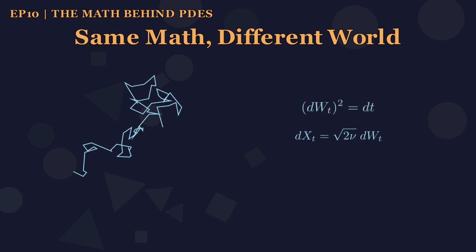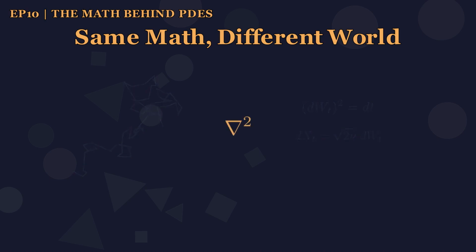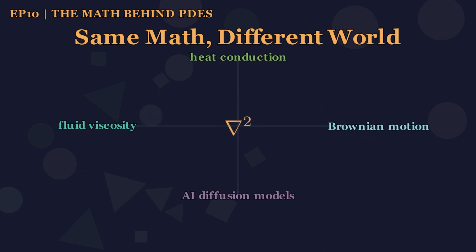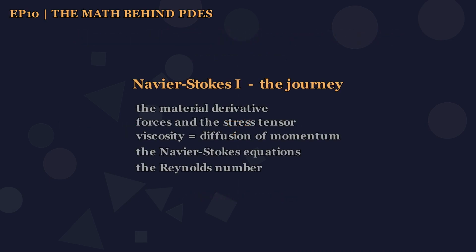The mathematics of that path is Brownian motion, whose defining signature is that the square of its increment equals the time step itself. This is the same Brownian motion that prices options in finance and that generative diffusion models reverse to create images in artificial intelligence. The viscosity of water, the cooling of metal, the wandering of a pollen grain, the noise inside a neural network. One operator, 4 worlds.